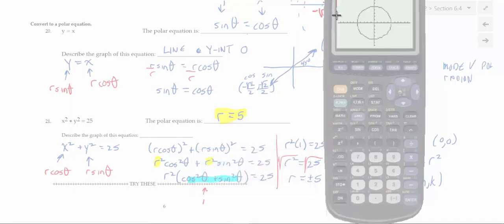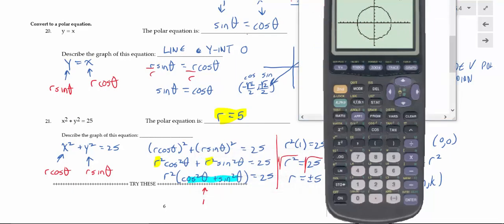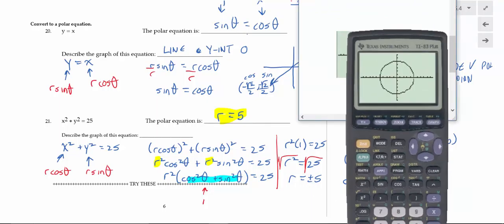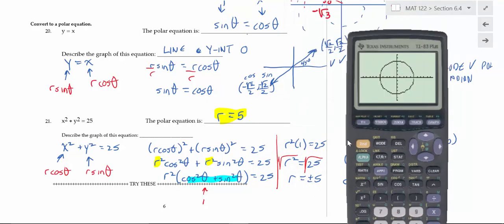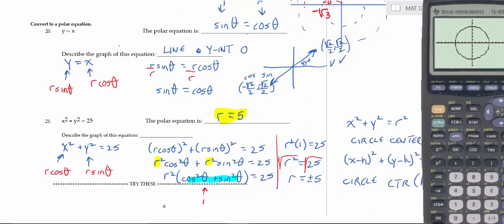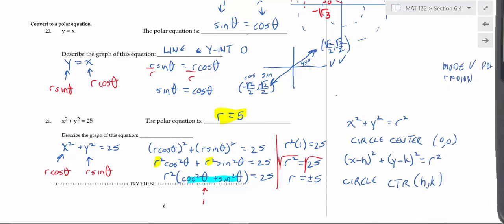So what I want you to see on this is a circle that's got a radius of 5, but it's also got a center at 0, 0. Like that. So that's how that goes. You can do polar coordinates. It's a pretty cool thing to learn how to do on a graphing calculator.